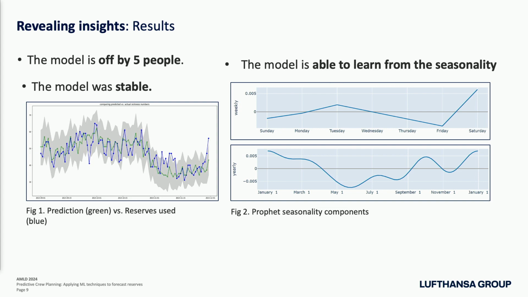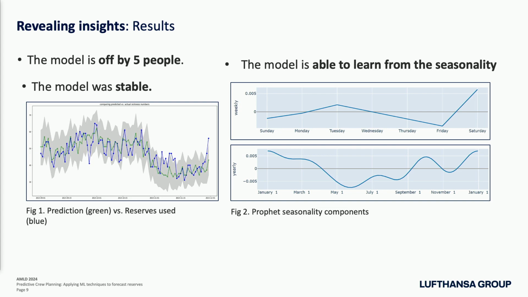Of course, for the insights, we have the data, we split it time-wise, and then we have about 3 months of validation set. And during this validation, our model is off by 5 people. So this is RMSE equals 5. And figure 1 shows the model's performance or prediction on the validation set.